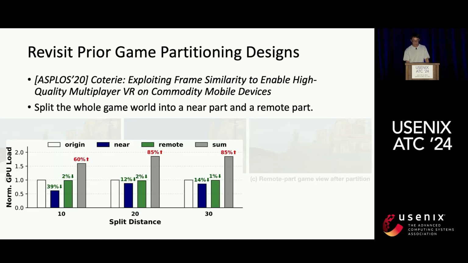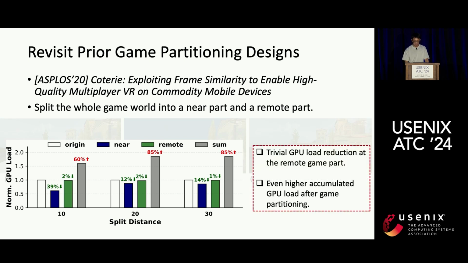We selected one Unity-based game and 3 different distances to measure the GPU load of these 3 parts. We find that even though the GPU load of the near part could decrease, the remote part shows only trivial or nearly 0 GPU load reduction. We want to find out why this happens.